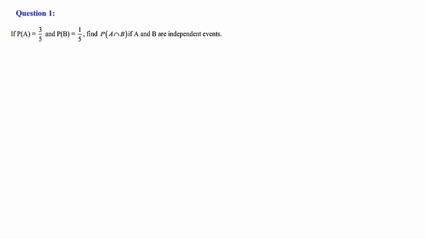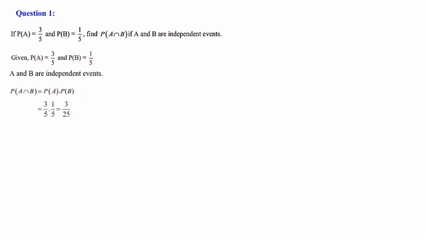We have learned the result. If A and B are independent, then P of A intersection B is P of A into P of B. P of A is given to us, P of B is also there. So let's substitute it. P of A is 3 by 5 and P of B is 1 by 5. So 3 by 5 into 1 by 5 is equal to 3 by 25. That is the answer. So here you must note the result: if A and B are independent events, P of A intersection B is P of A into P of B. Just direct substitution, and you will get the answer.